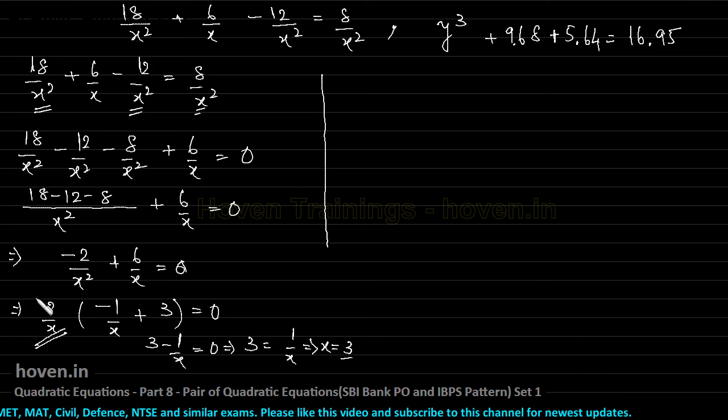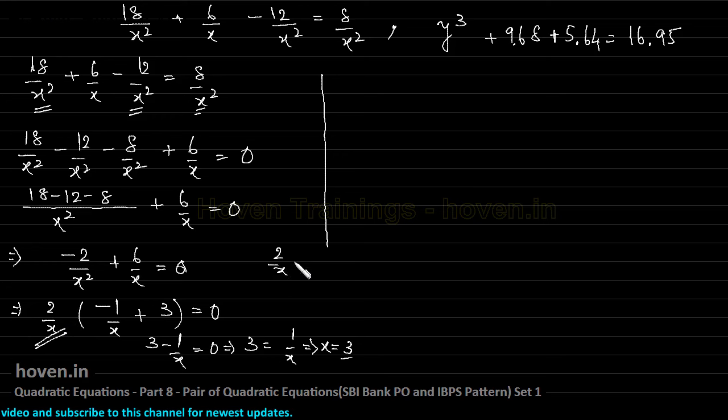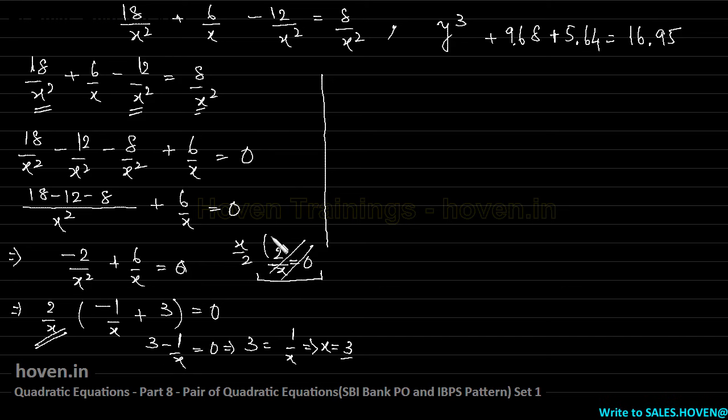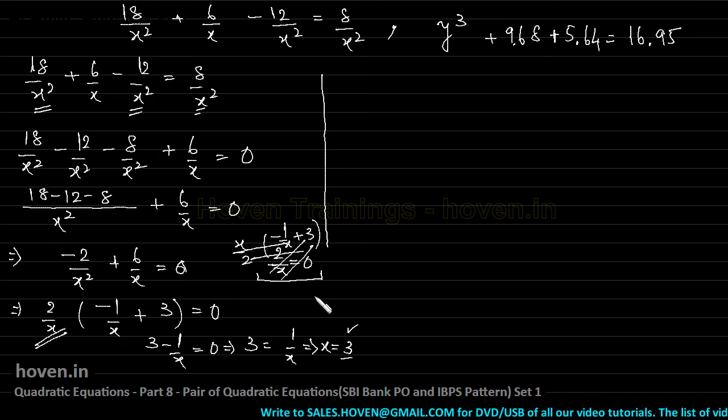I have removed this one, but had it been x by 2, then I would have taken x equal to 0 as one of the solutions. But x is in the denominator, so 2 by x equal to 0 is not possible in our class 10th mathematics. So we will not worry about this one, that is for higher mathematics. So we have just ignored this part. But had it been x by 2 into minus 1 by x plus 3, then I would have got two solutions. One is x equal to 0, the other one as usual x equal to 3. But right now I have one solution that is coming out of the left side.